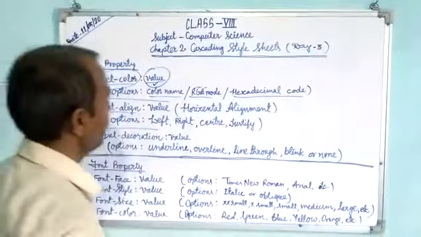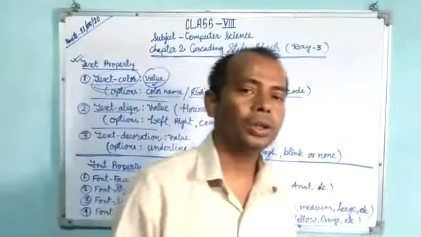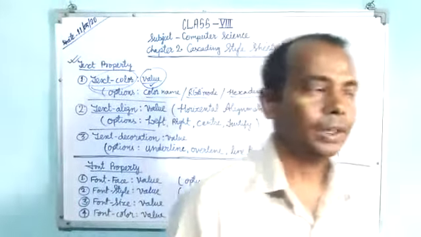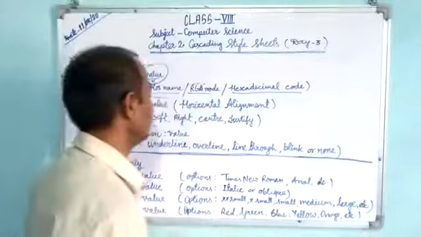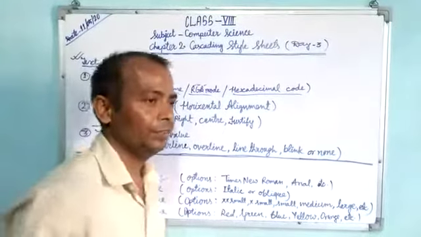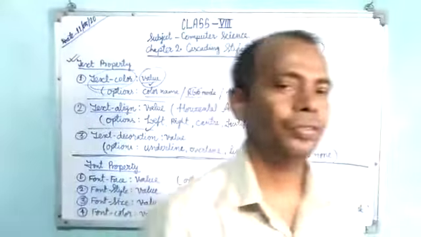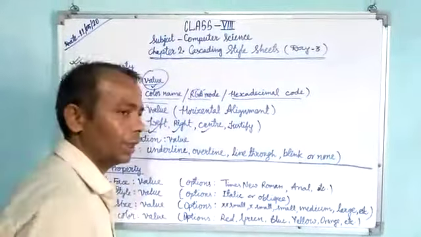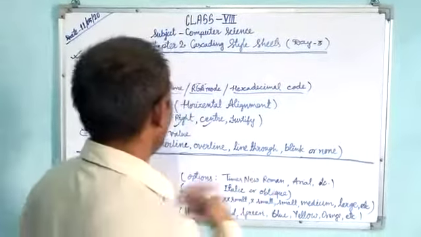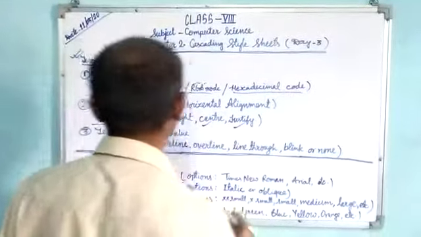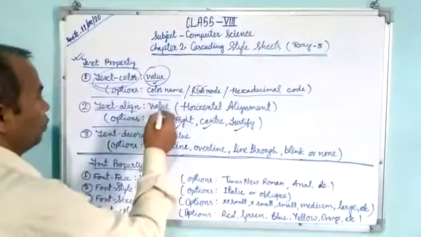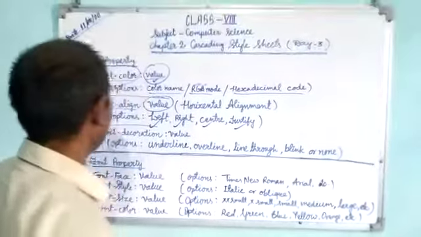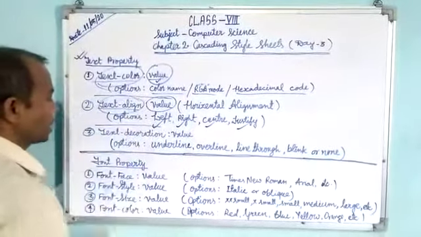Next one is text align. We can also align the text according to our choice. We can align the text from the left side, that is left alignment. If we align from the right side, that is right alignment, from the center that is center alignment, and left and right together is justified. According to our choice we put the value of the alignment we want, and accordingly the text is aligned.